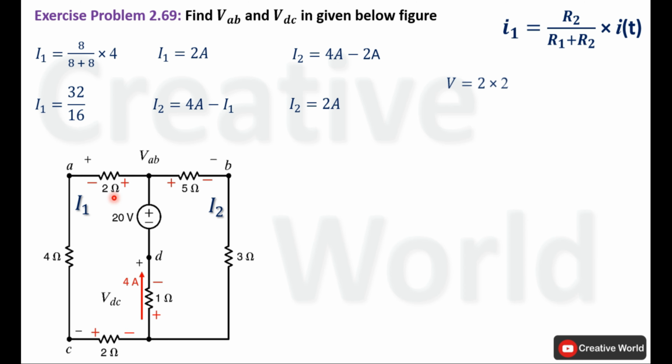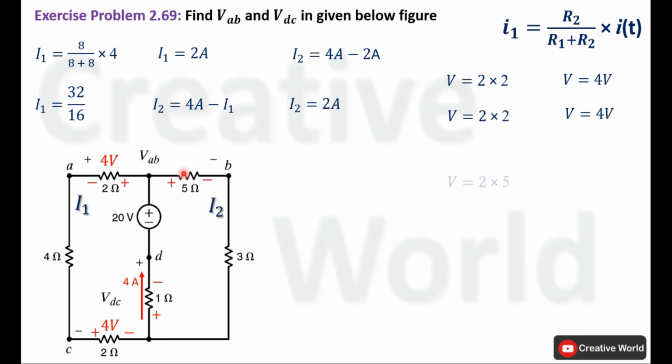Voltage across this 2 ohm resistance will be the product of the current through it and the value of the resistance itself. The current through this resistance is 2 ampere and the value of resistance is 2 ohm. So the voltage across this 2 ohm resistance will be 4 volt. Next is the voltage across this other 2 ohm resistance. The same voltage will appear across this 2 ohm resistance because the current is the same and the value of resistance is also the same.